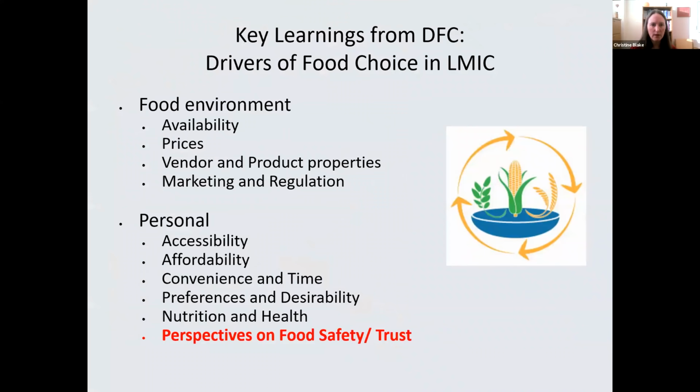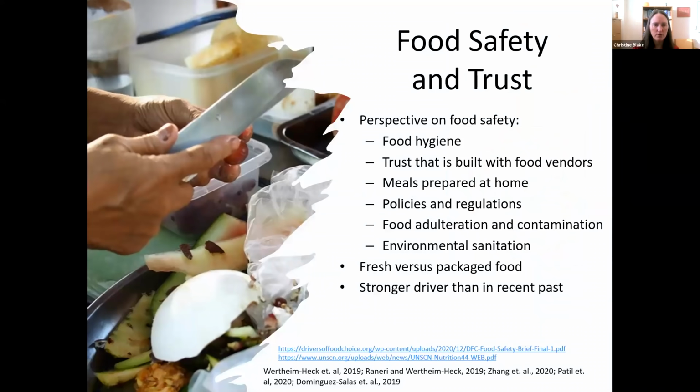emerged from this program, including perspectives on food safety and trust. These were explicitly addressed in some of the projects and emerged as strong drivers in others. So we're going to spend a little more time in February unpacking what we learned about how perspectives on food safety are really driving choice in many of the contexts that we worked in. Varied perspectives on food safety from six projects offer insights on some of the experiences across these varied settings.